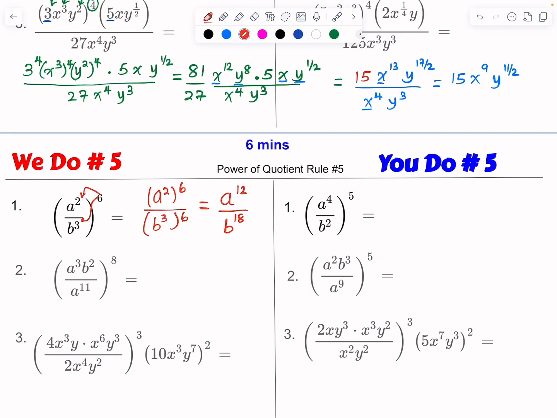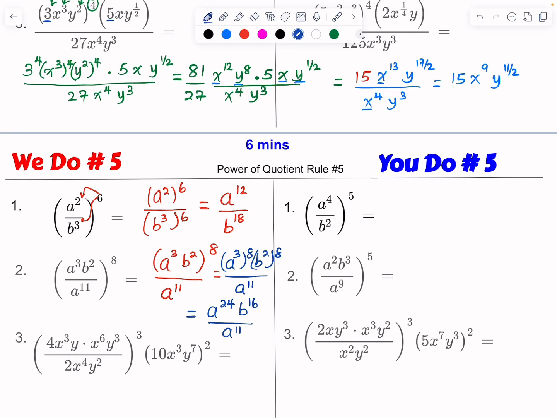Then if I do number 2, I'm going to do number 2 like that. So for number 2, I will have a to the power of 3, b to the power of 2 to the power of 8 divided by a to the power of 11. So for this one, I'll give the power to each of those that I have inside the parentheses. So I have a to the power of 3 to the power of 8, b to the power of 2 to the power of 8 divided by a to the power of 11. So let's simplify. So I have a to the power of 24, b to the power of 16, divided by a to the power of 11.